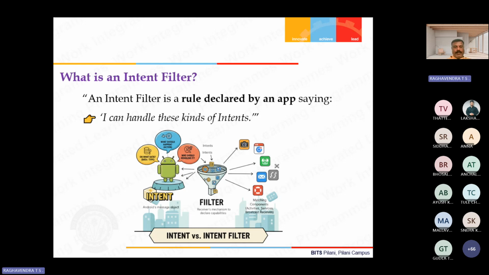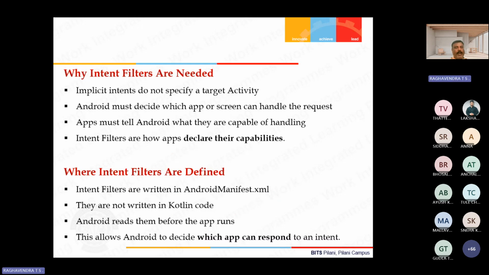So an intent filter, as I said, is a rule declared by an application: these kinds of activities I can handle by myself. So why is it required? Intents do not specify a target activity here, so Android must decide which application or screen can handle the request, right? So the apps must also tell Android what they are capable of handling, and intent filters are how applications declare their capabilities.